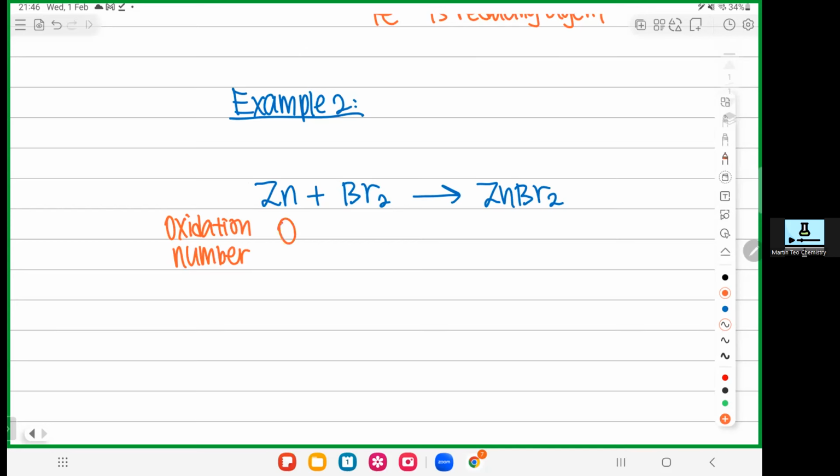So anyone can tell me what is the oxidation number for bromine? Anyone? Bromine? Okay, very good. 0, because the bromine only has one species, right? You only have Br, nothing else. So you are an element. So when you are an element, you are 0. Very good, guys. Come on, the last one.